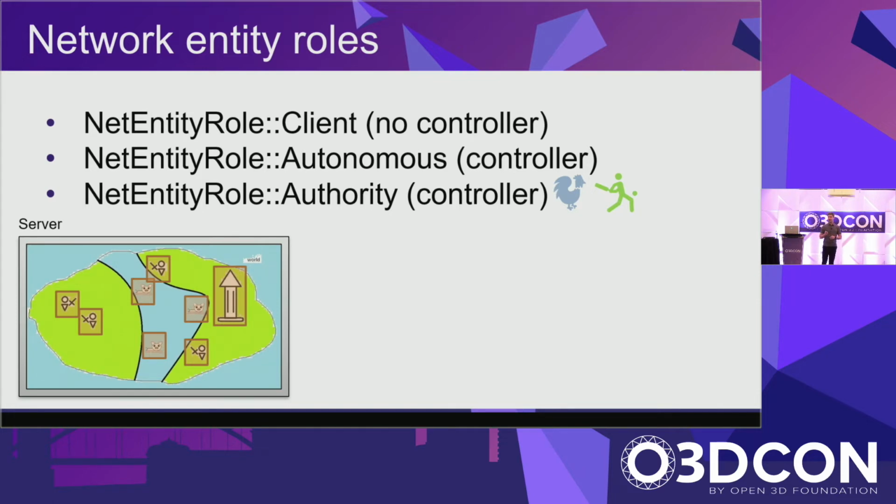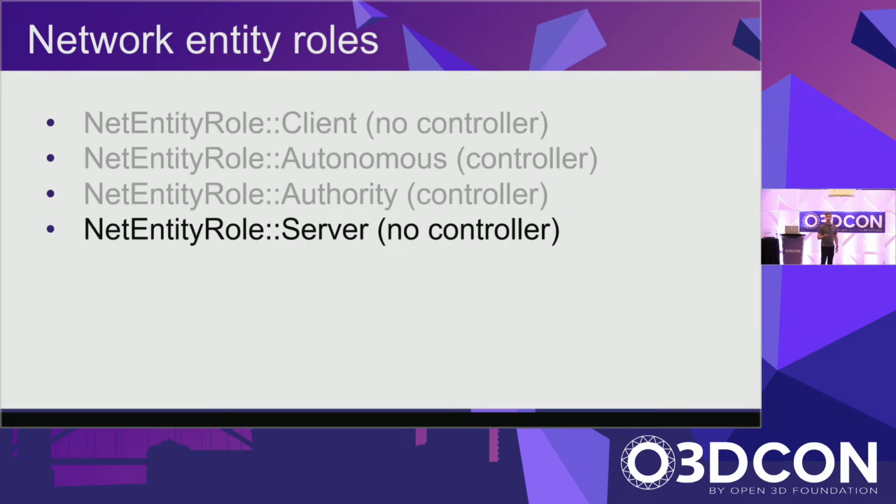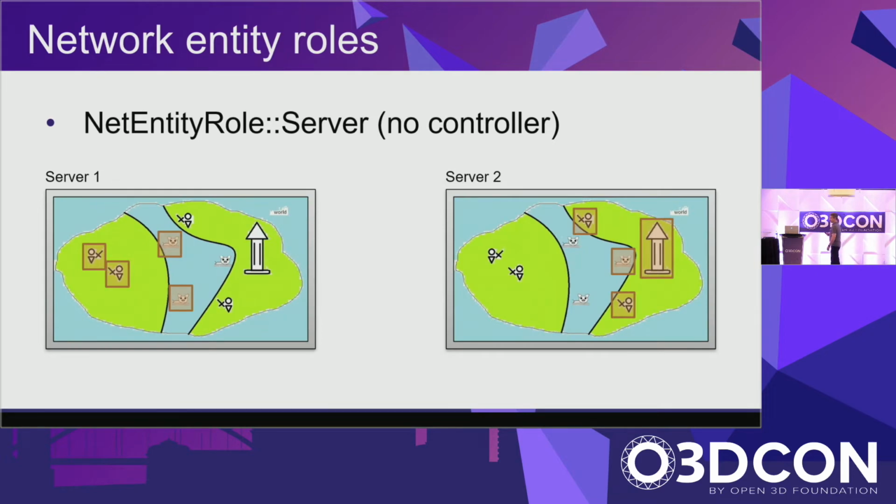However, if you actually look at the open source code base, the Open3D engine code base, we have a fourth role. There's 4 roles, not 3. And the fourth role is on the server side, but it doesn't have a controller, which seems kind of weird. The only way to make sense of this is for me to start looking at what happens if we have 2 servers, right? So imagine we had 2 servers here. We'd want the 2 servers to somehow split up the process of simulating this world. So I'm going to denote the entities that each server has authority over in orange.